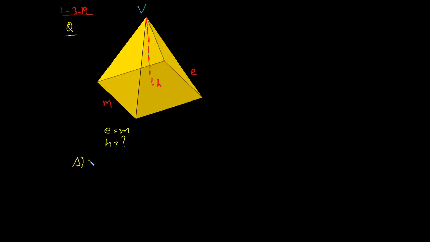Answer choice A is m over root 2. Answer choice B is m root 3 over 2. Answer choice C is m. Answer choice D is 2m over root 3. Answer choice E is m root 2.